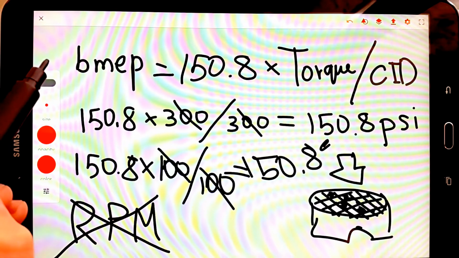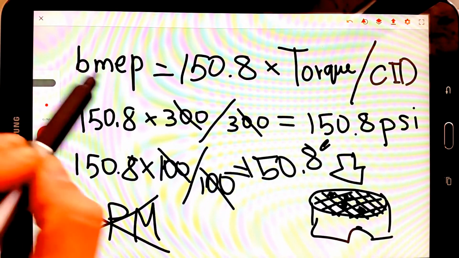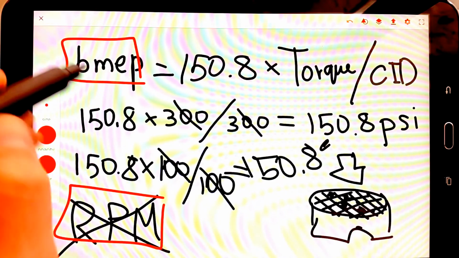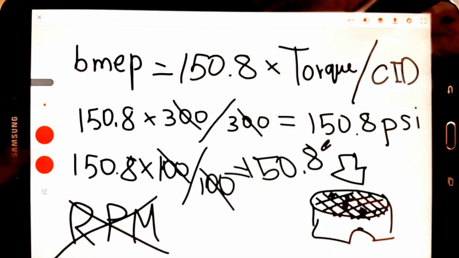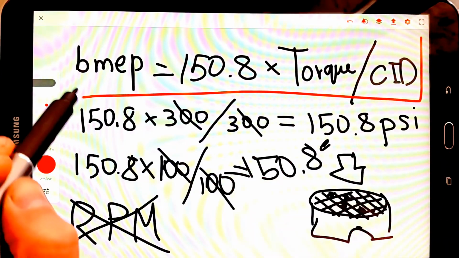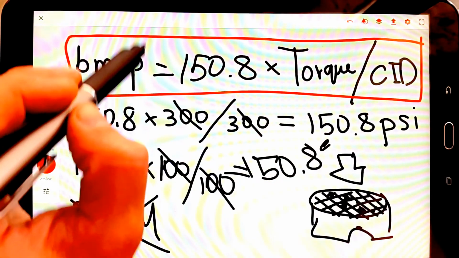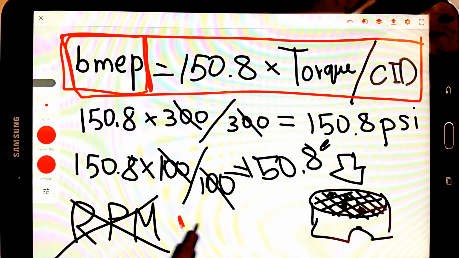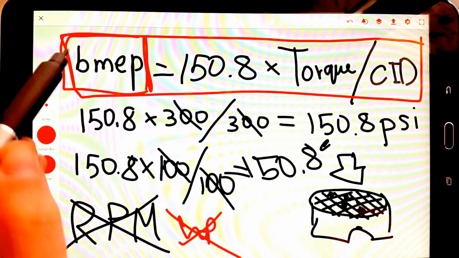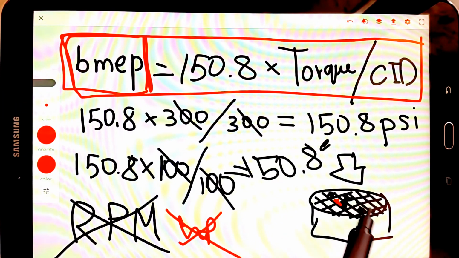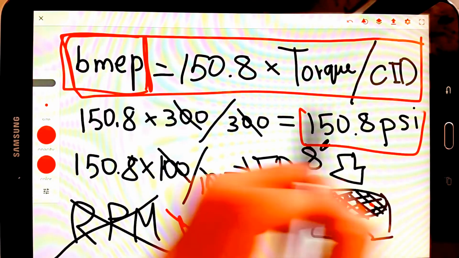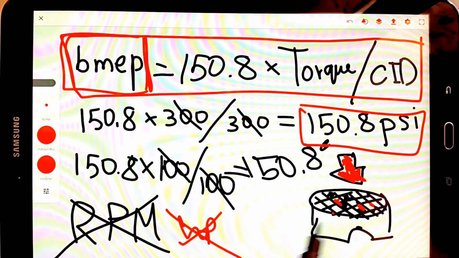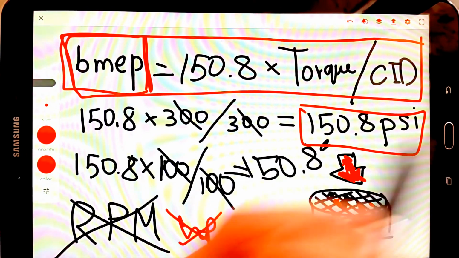Then another one will go with brake horsepower, BMEP, and RPM. I'll show that one in the next video, but for now I just want you to concentrate on this one formula, how to find out your BMEP, how cool your engine is, not in horsepower, not in foot-pounds of torque, but in pressure per square inch. 150 acting on the piston. I'm going to end the video right here. This was the first video.